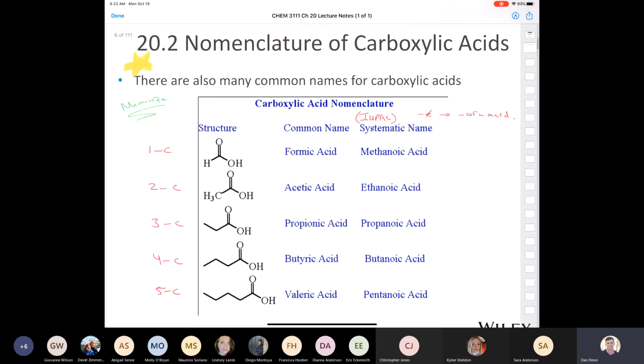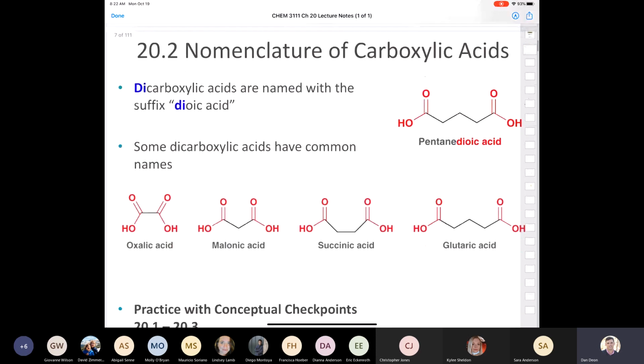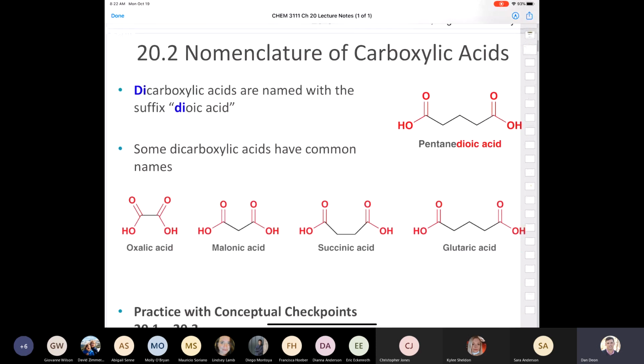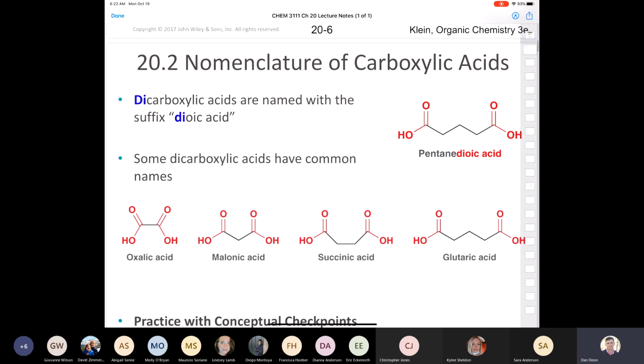Okay, let's move on from there and talk about how you would name a dicarboxylic acid. I'll be honest, we don't look at a ton of dicarboxylic acids in this class. But since many of you are interested in biology, and I think there are even some biology majors in this class, you'd probably be interested in the nomenclature of some dicarboxylic acids that show up relatively often in biology.